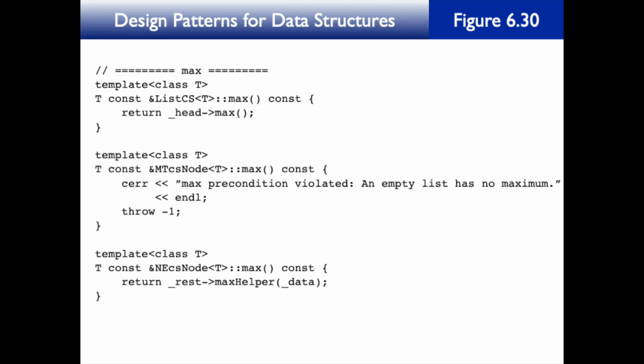Otherwise, we are in the environment of a non-empty node. Do you remember this? And with this non-empty node, we have access to _data and _rest. So what we do is we take our _data and pass that to maxHelper as a parameter, and then we execute _rest.maxHelper. So _rest is the rest of the list.